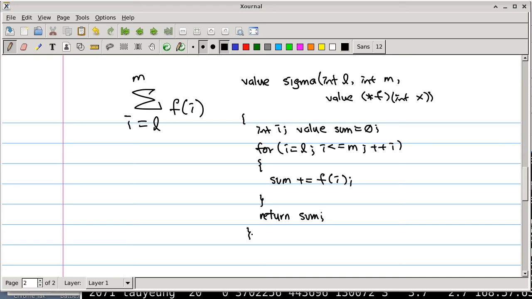Do we have any questions about this part? Yes? Value, a data type? Yeah, value is basically a data type. If you really want to make it concrete, you can say double or float. Okay. Sigma is the name of the function. F is a pointer to a function, so we can parameterize it. We can pass any function to this, and it will still be able to perform the summation.